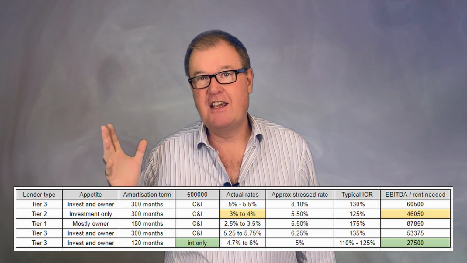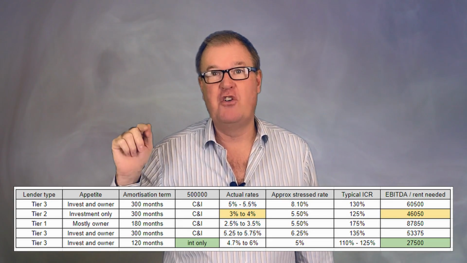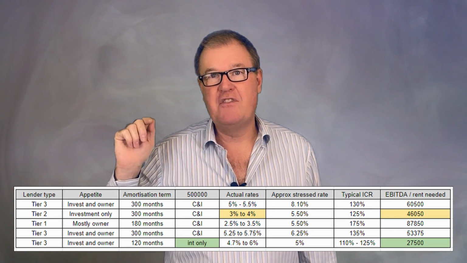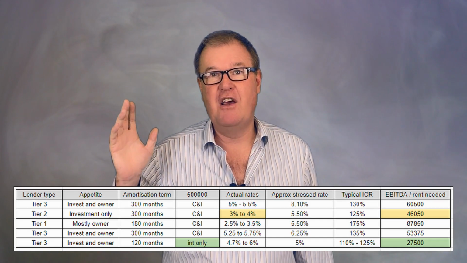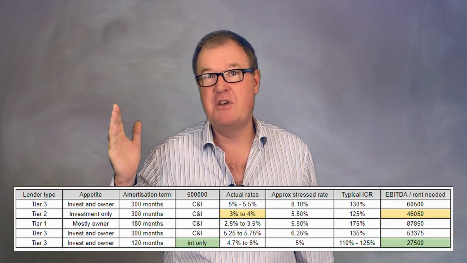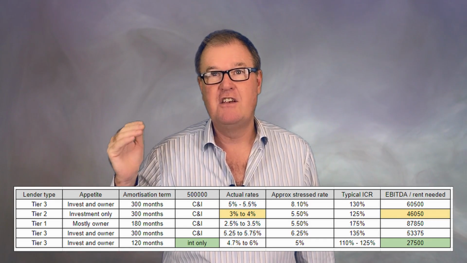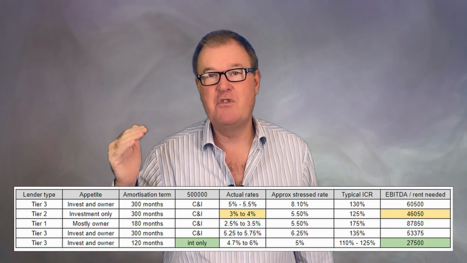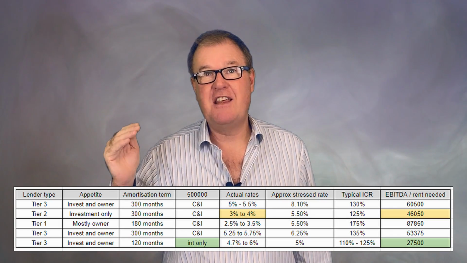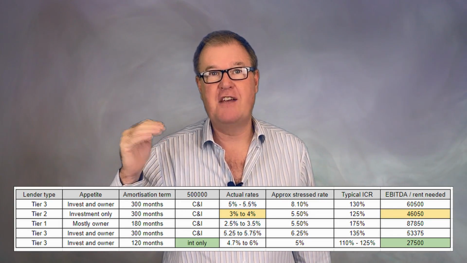So really the key thing to do is to look at that column, because if you go down that, we have a tier 3 lender at the top. So for a £500,000 loan, mainly because of their high stressed rate, you need an income, a rent, a profit, EBITDA, whatever you want to call it, of about £60,000 to afford that £500,000 loan.